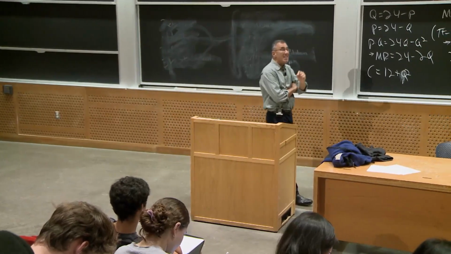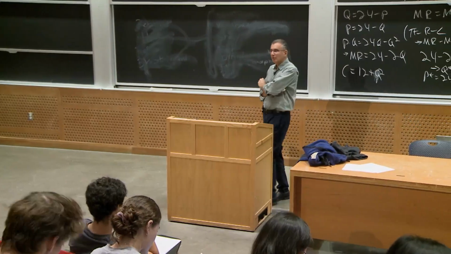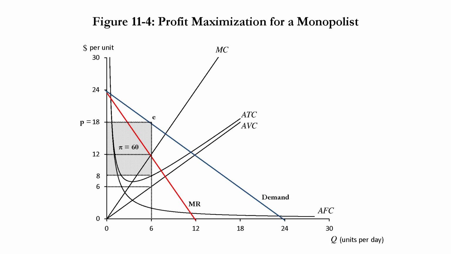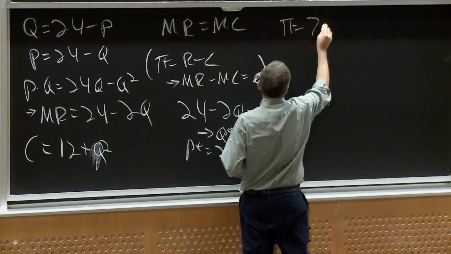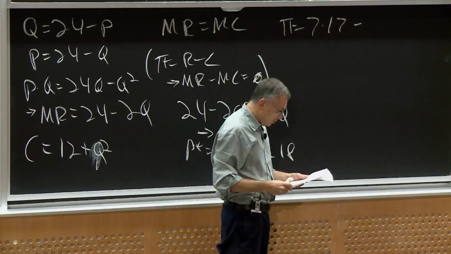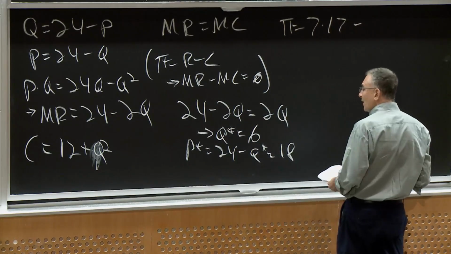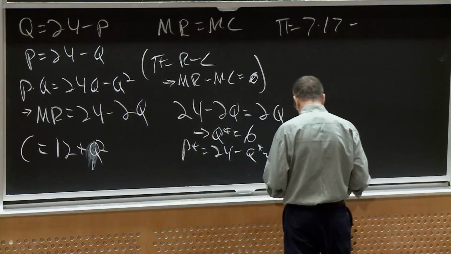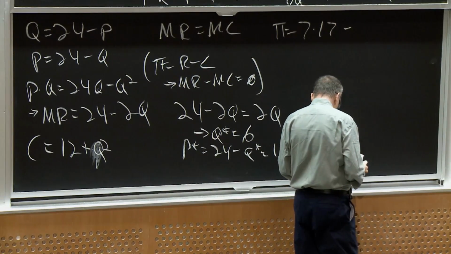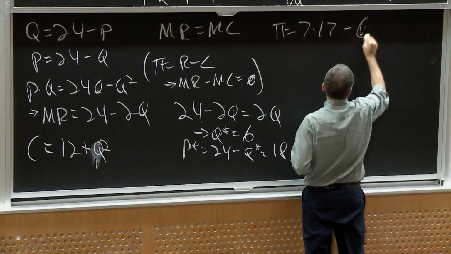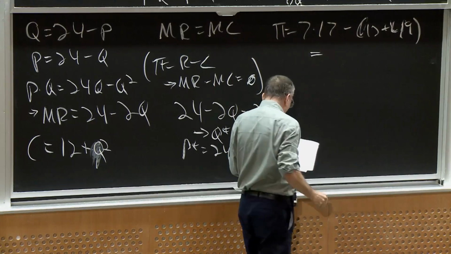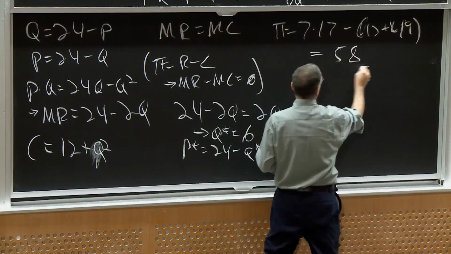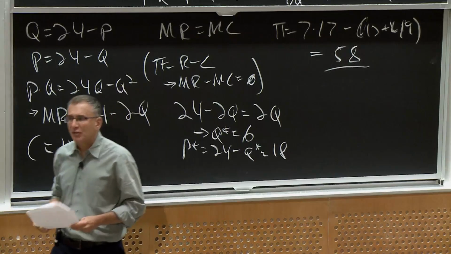If they lower the price to 17, they make less money on the first 6 units. Indeed, what are their profits if they sell 7 units? Profits equal 7 units at a price of 17 minus costs. What are their costs if they're producing 7 units? Well, it's 12 plus 7 squared, so 12 plus 49. And if you do the math, you get profits of 58. They get lower profits selling 7 units.